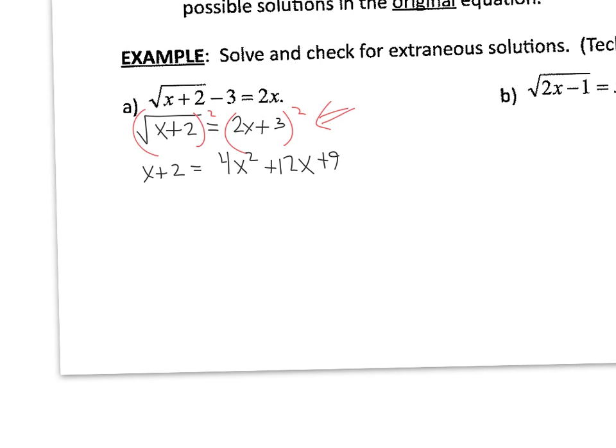So now what you have is a quadratic. If I had access to a calculator, I would put this in my y1 and this in my y2 and see where they cross. Because when you do that, you won't see any extraneous solutions. You'll only see the one that works. But I'm going to do this by hand, so I'm going to set one side equal to 0.